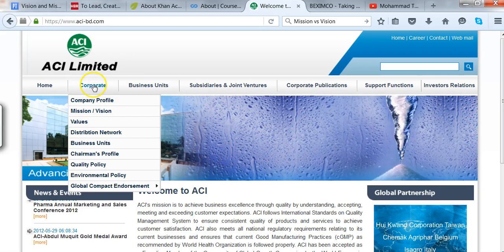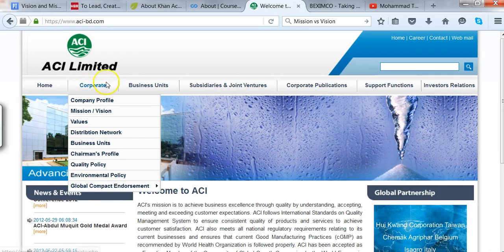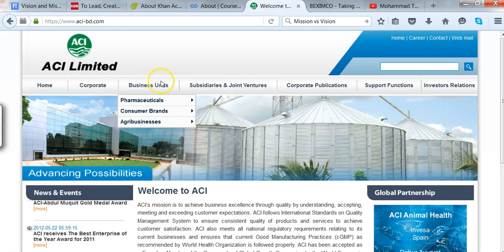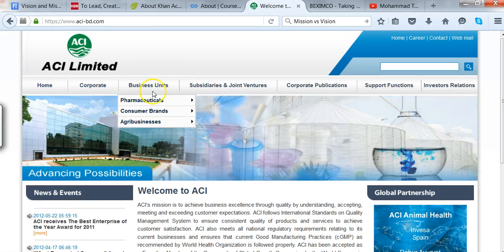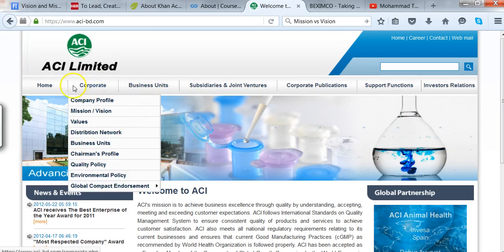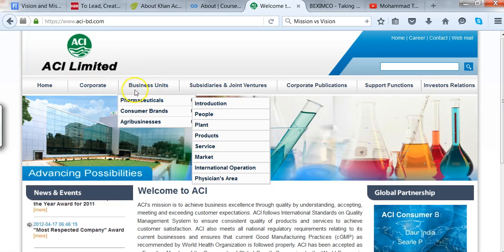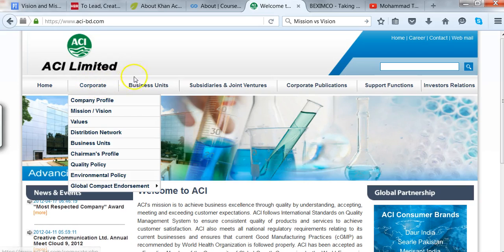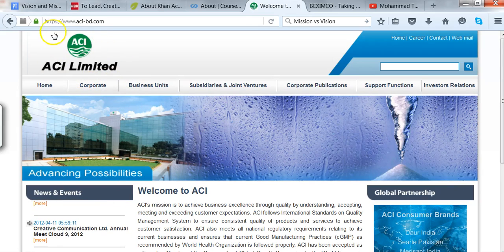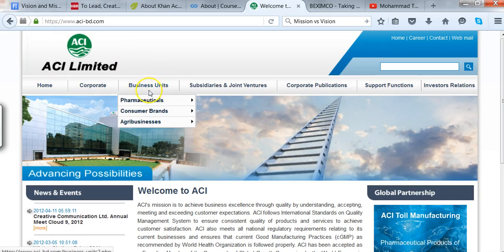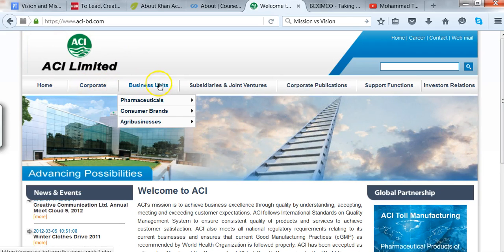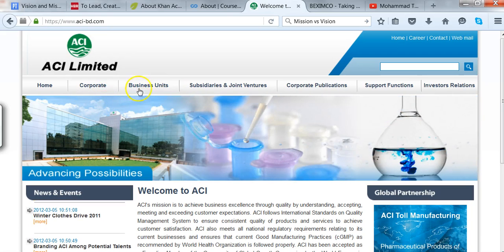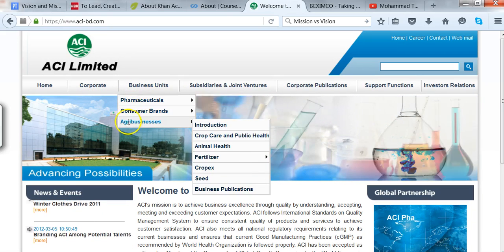By corporate division, we mean the overall management of the organization, the top management, overseeing all business divisions of that organization. So they don't think about specific business units like pharmaceuticals, consumer brands, or agribusiness. They think about the whole umbrella of ACI. That's the corporate planning. And when we think about divisional planning, we mean each of these three divisions: pharmaceuticals, consumer brands, and agribusiness.